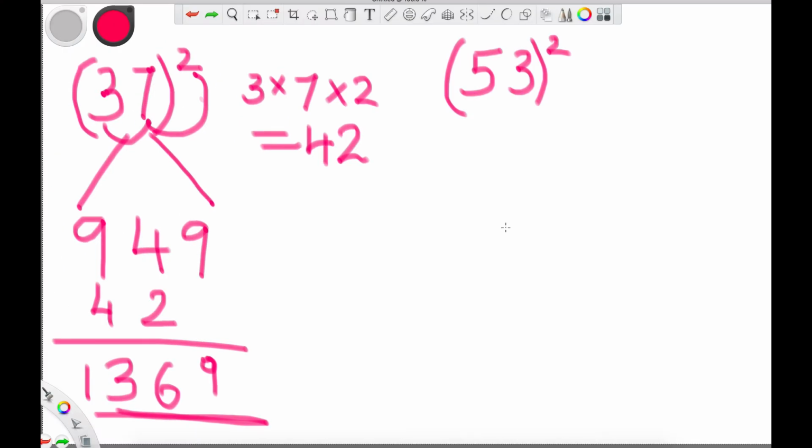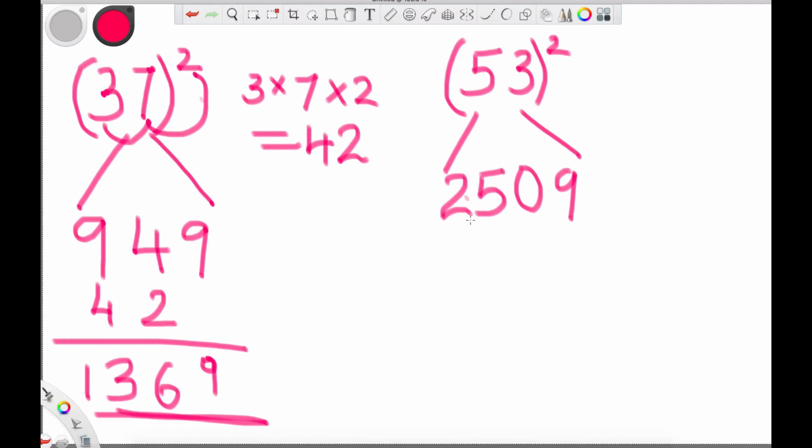Okay, let's try another number, 53 square. So I have written down the number here. Now step 1, finding out the square for each digit. 5 square, 5 multiplied by 5 is 25, 3 multiplied by 3 is 9. But in the unit digits, whenever you find a square, if the answer is a single digit, you have to put 0. So 09 is the square of 3.